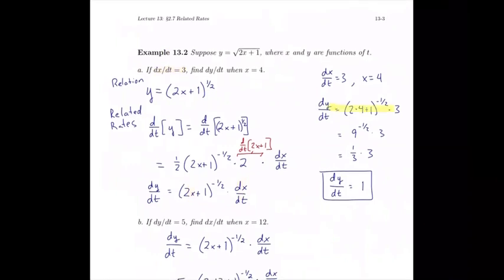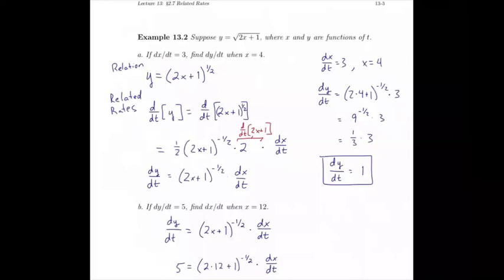And here it is, right? 2 times that x value of 4 plus 1 to the negative 1/2 times 3, which is dx/dt's value. 8 and 1 is 9. 9 to the negative 1/2 is 1/3, right? All that's times 3, so 1/3 times 3 leaves us with 1. And there we have it. dy/dt is equal to 1 for that given set of information.